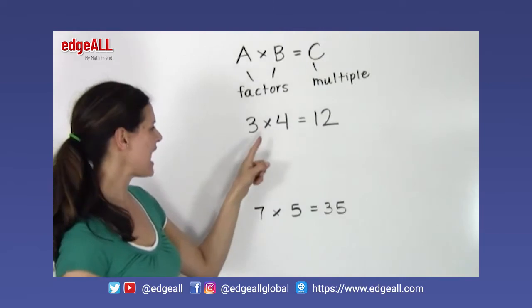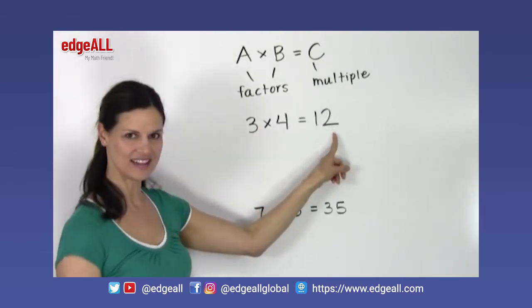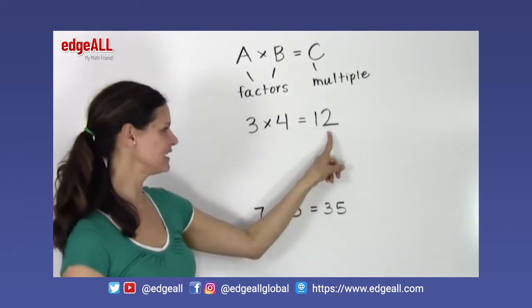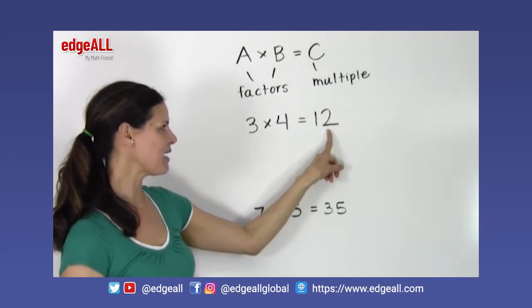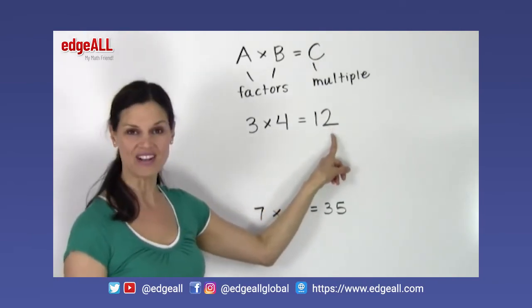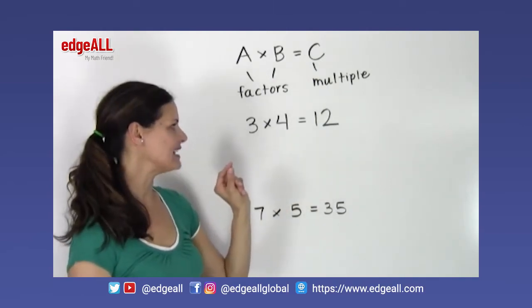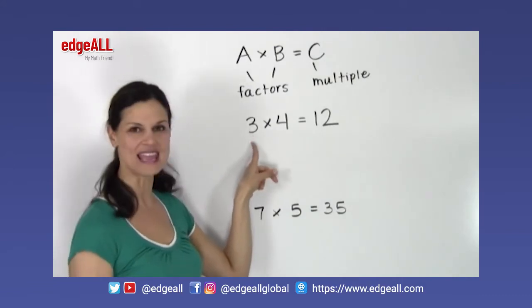Now we would say that 3 is a factor of 12, and we would say that 4 is a factor of 12. And looking at the 12 as a multiple, I would say that 12 is a multiple of 4, and 12 is a multiple of 3.